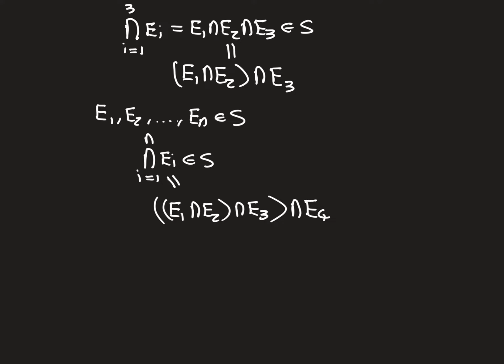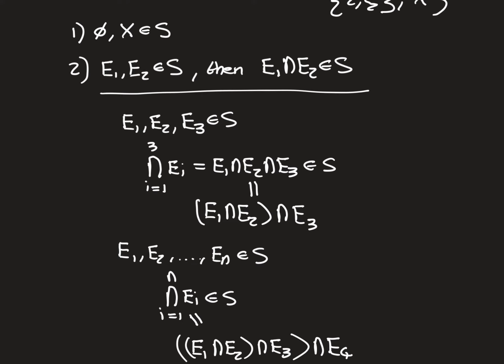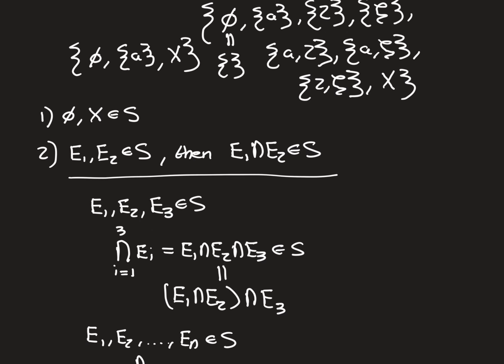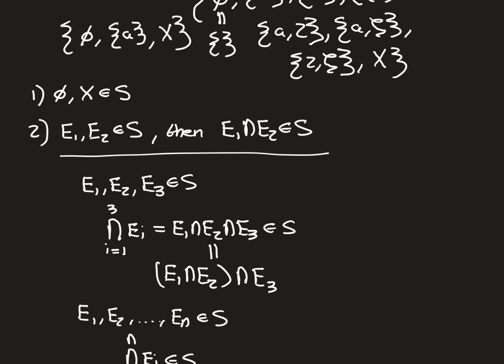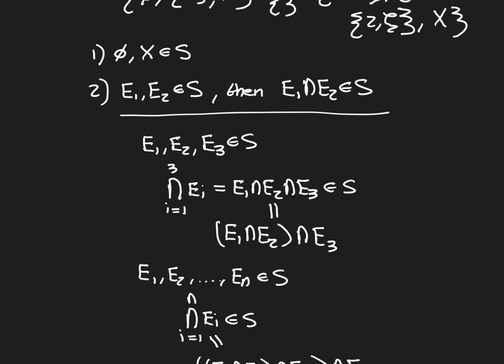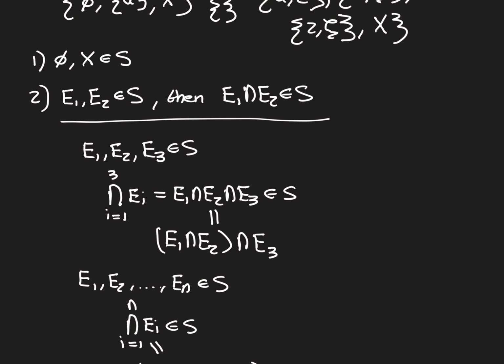So formally, by induction, it follows, by the logical axiom of induction, from the fact that if E1 and E2 are in the semialgebra, we know that E1 intersect E2 is in the semialgebra, that if you have a finite intersection of elements in the semialgebra, it will also be in the semialgebra. So that's property number 2 of semialgebras, and that took up quite a lot of space.